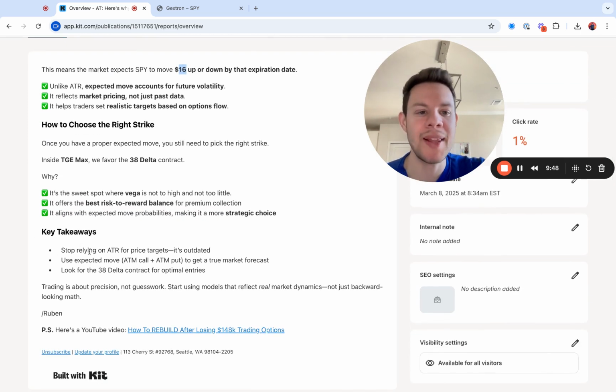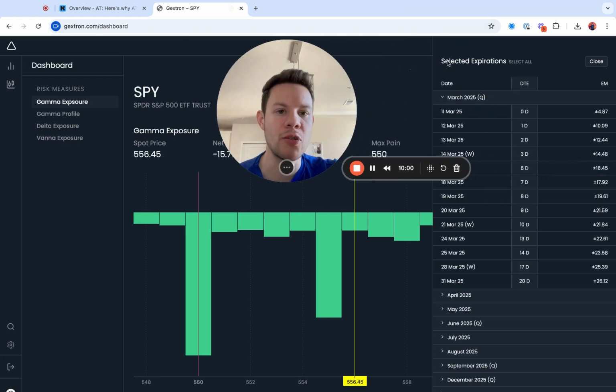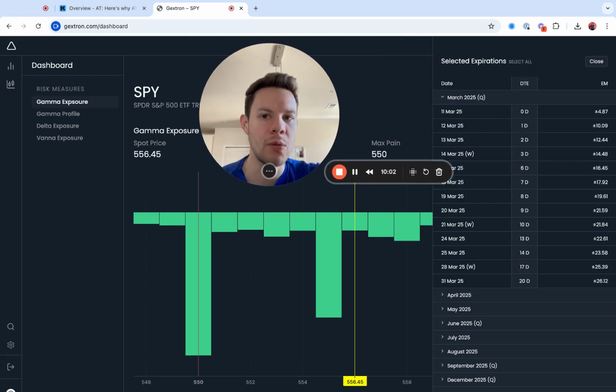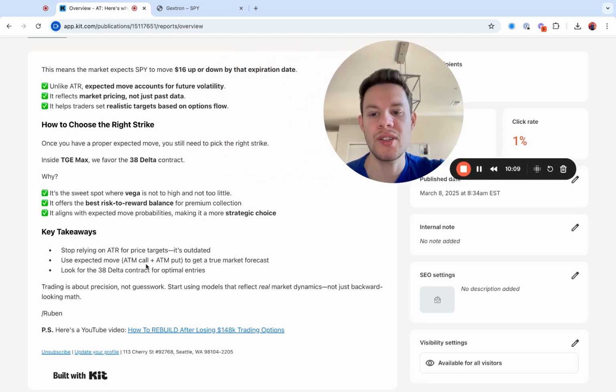So key takeaways: stop relying on ATR for price targets. It's really outdated. It's not good. Use expected move. This is a much better formula. The one in Gextron is a little bit different because it uses a Black-Scholes model, which also uses implied volatility. Okay, so that one's a little bit more custom, but this works just as great. Okay, if you want to do it on your own, you want something free, this is a simple math formula that works almost all the time to get true market forecasts.